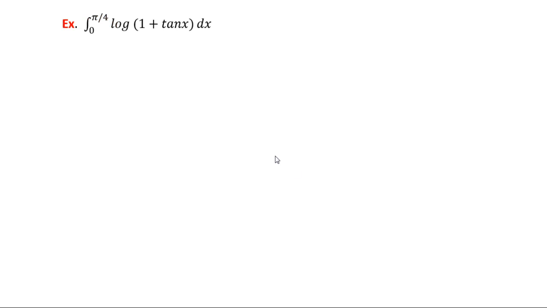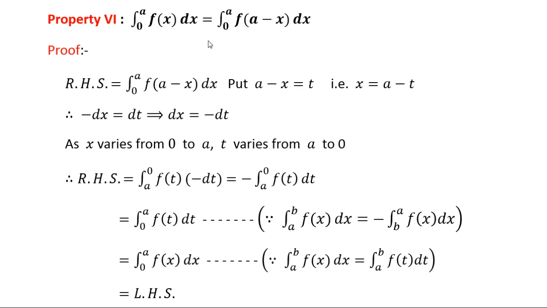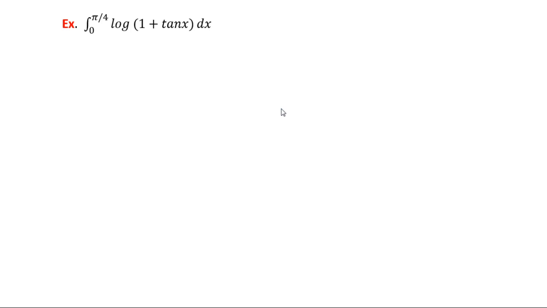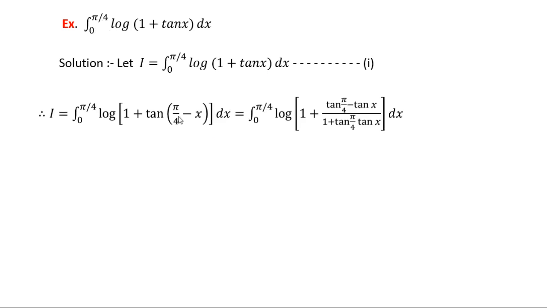I will make use of this property to evaluate integration of log of 1 plus tan x. So let me denote this integral by I and write same integral I is equal to integration of the new function in which x will be replaced by pi by 4 minus x. In place of x, I will write pi by 4 minus x. Same limit 0 to pi by 4. Same function log of 1 plus tan. Only x is replaced by a minus x because of that property number 6.